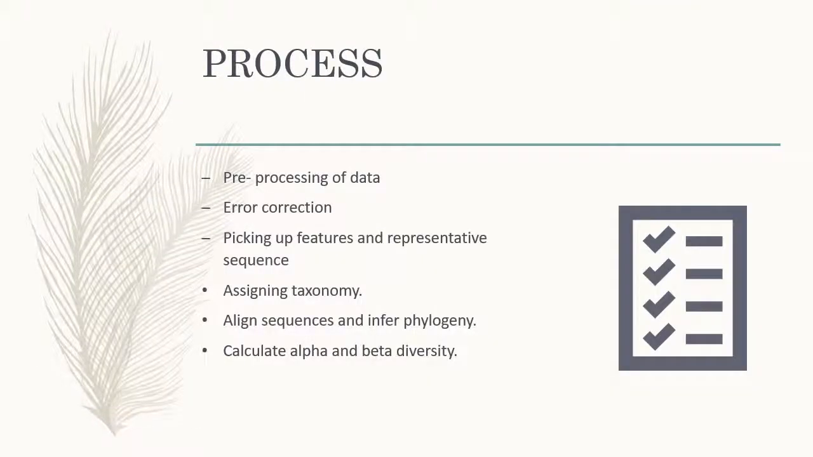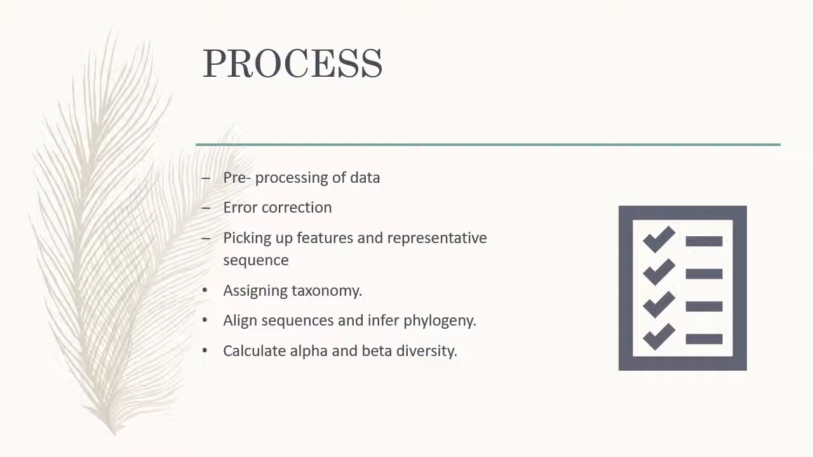The first thing we need to know is what we are going to do, and what steps we are going to follow for this analysis. The first is pre-processing of the data, which includes error correction. We'll be discussing this in detail in the later slides. The second is picking features and representative sequences. Then we assign the taxonomy, which is classifying which kind of bacteria we have, align the sequences, and infer the phylogeny.